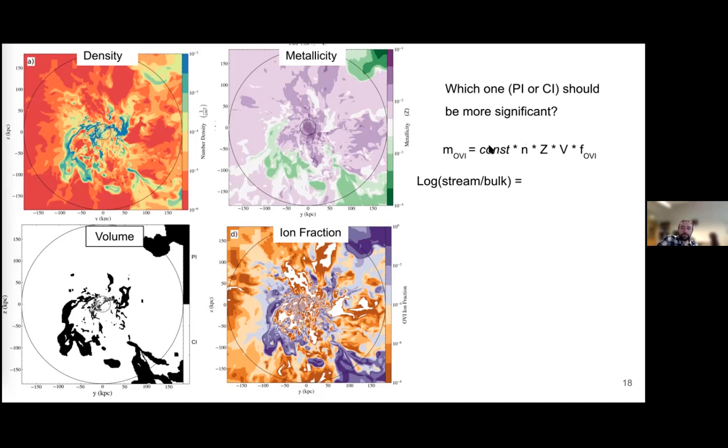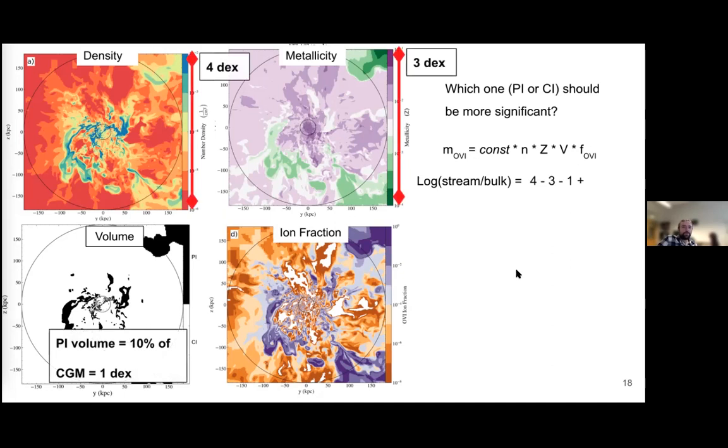So you have your constant amount of, let's say, oxygen abundance. That's not going to change no matter where you are in the galaxy, more or less. I mean, you can have slightly different sources of oxygen, but they mostly all come from supernovas. So you have a constant abundance of oxygen times the density of your gas, times the metallicity of your gas, times the volume of your gas, and then times the fraction that is in your ion state. So those are all shown here.